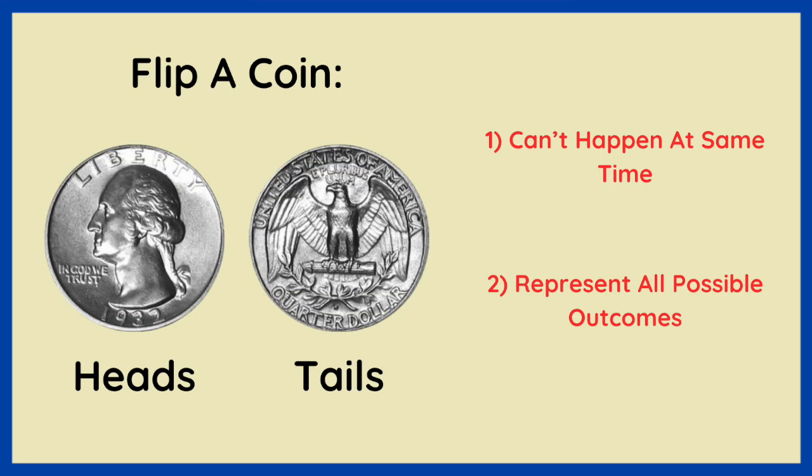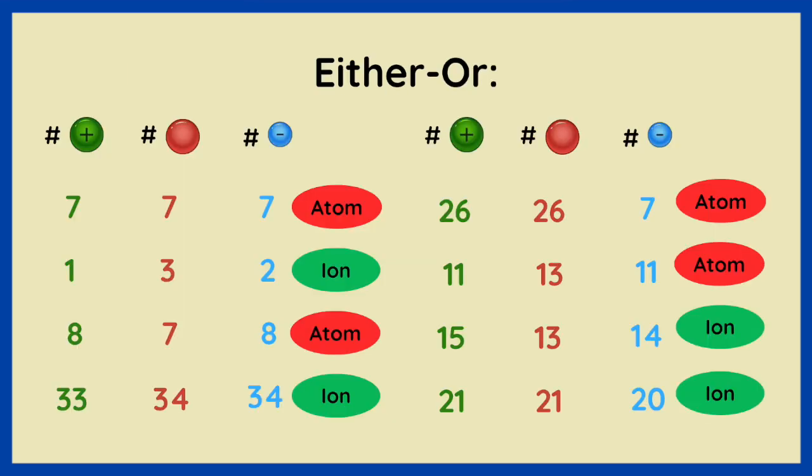This is just like flipping a coin. Whenever you get a heads, it cannot at the same time be tails and vice versa. Furthermore, you must get a heads or tails, as there's no scenario where it's neither. So no matter what combination of subatomic particles we have, our element will either fall into the atom or ion categories. An atom if protons equals electrons, an ion if protons does not equal electrons. Those are the only two possibilities, and there's no scenario where it's neither.